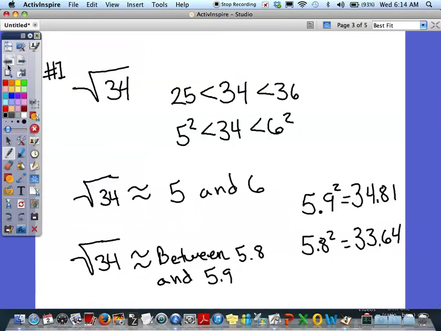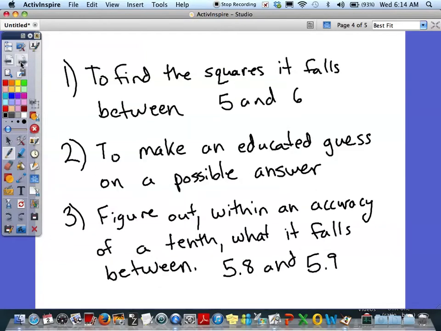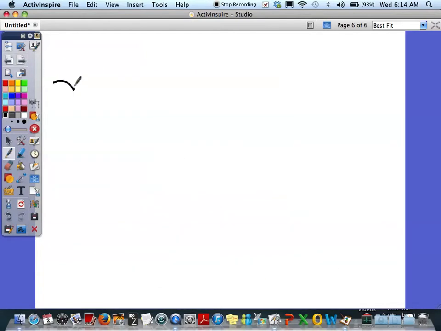You do not have to start guessing, okay, I know it's between 5.8 and 5.9, so let me try 5.82. Let me square that and figure out what that is. No, you don't have to do that. Just split the difference, okay? If you know it's approximately between 5.8 and 5.9, this is how we're going to write our answer.